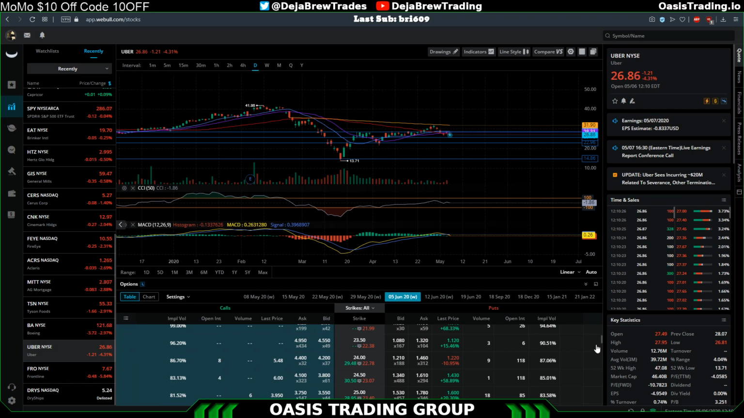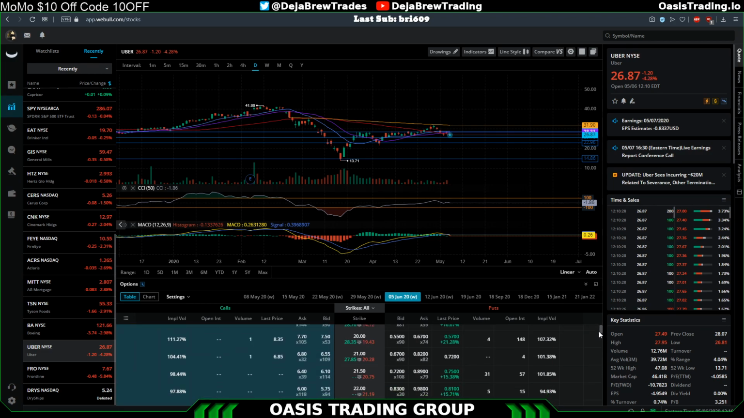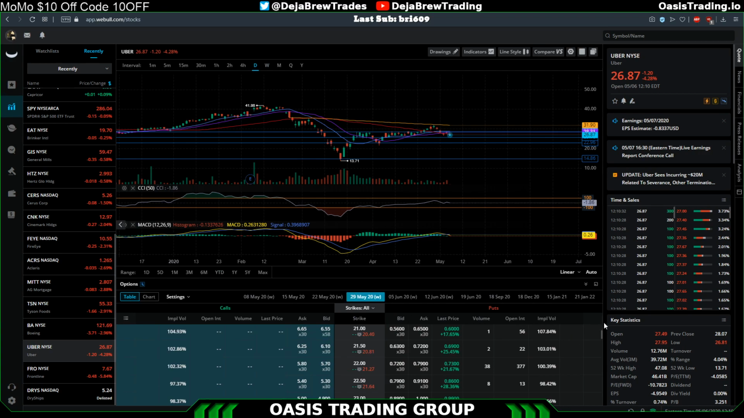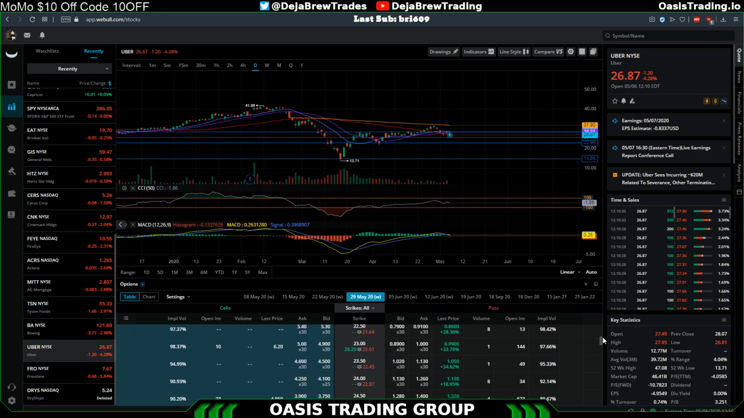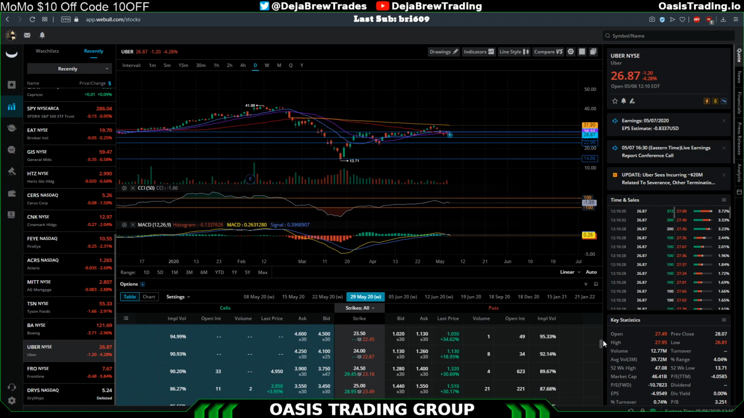Yeah, the 2450s there don't have a lot of open interest. There's like no open interest in June. I'd probably go with the May 29th. Implied volatility 90%. That's actually not that high for Uber. I think Uber is usually pretty high.